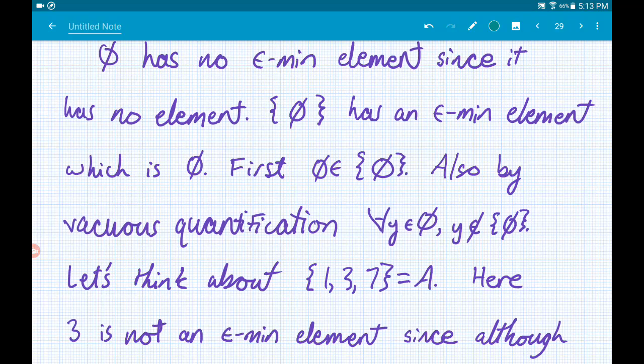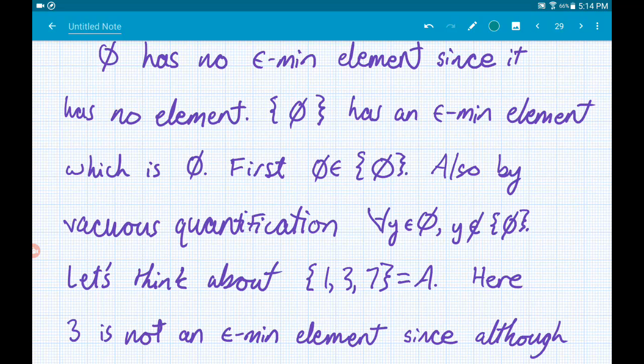Now, trivially, the empty set has no in-min element since it has no element at all. That's not very interesting. But the set of the empty set does have an in-min element, which I claim to be the empty set itself. First of all, the empty set is in it. That, of course, is true, but is technically something that you need to have for an element to be in-min in some other set. Okay, what else?